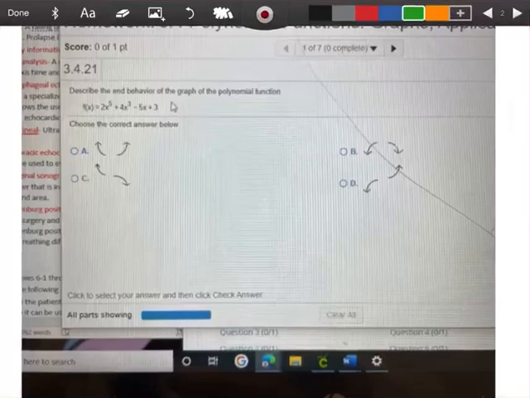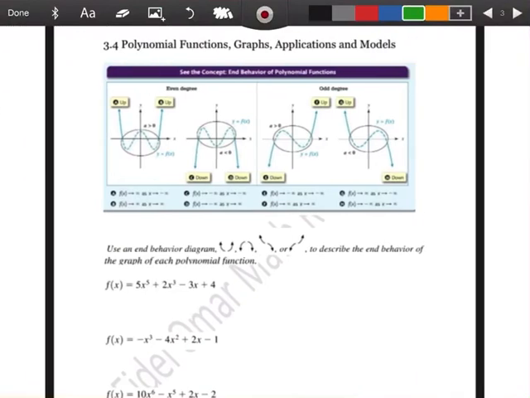All right, this is problem number 1 out of 3.4, and it's asking us to describe the end behavior of the graph for the polynomial function. So what I have here, guys, on this page is the part of notes for this particular problem. We're trying to find the end behavior, and our end behavior is going to be something like either this, this, this, or this, right?